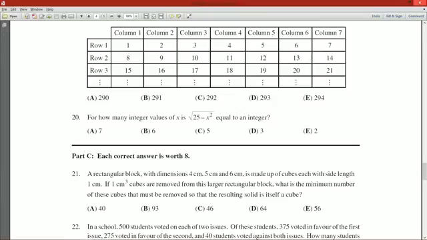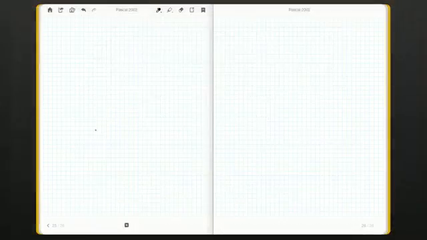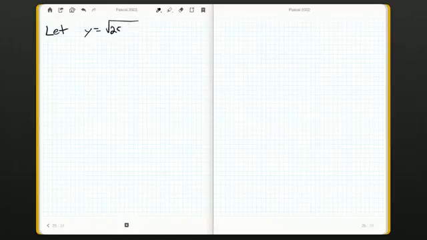Well, being equal to an integer means that when we square it, we're going to get 25 minus x squared is equal to a perfect square. So I'm going to say let y equal the square root of 25 minus x squared. We're told that that is an integer. Now, it's a principal square root, which means that this can't be a negative number. You can't square root something and get a negative. So that tells me 0 is less than or equal to y.